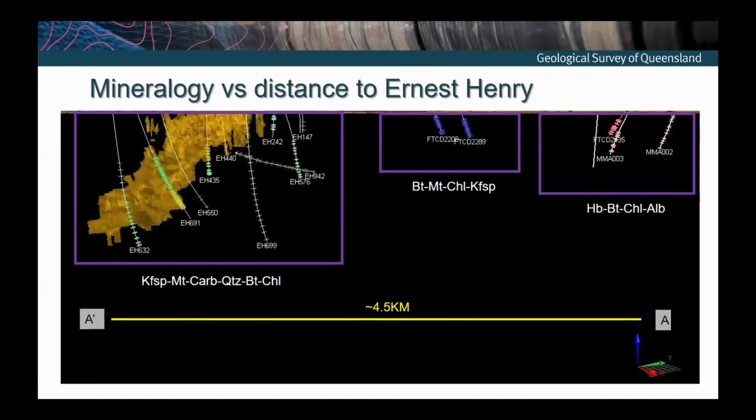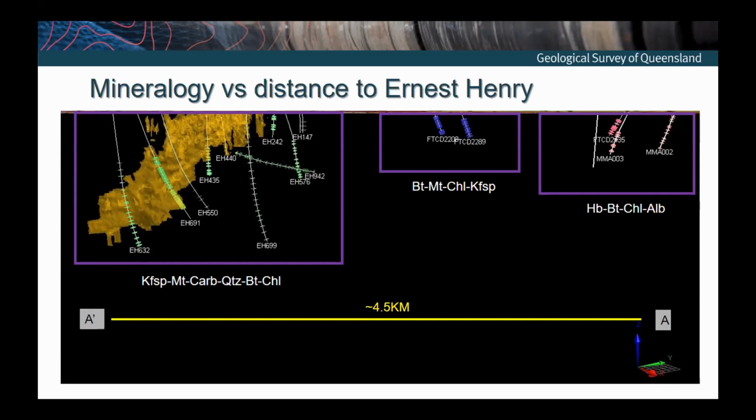So to make it easier to see in 3D, the same story. Distal samples are characterized by dominant, almost universal signature of hornblende, biotite, chlorite, and albite. In intermediate settings, about 2-3 kilometers away, biotite, magnetite become much more prominent, with chlorite as a matter of course and quite common, and K-spar appearing occasionally, but it's more like on centimeter scale veins.